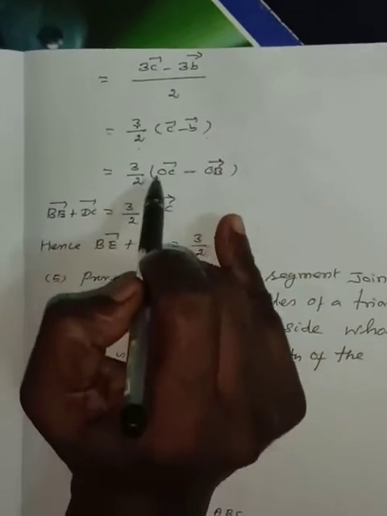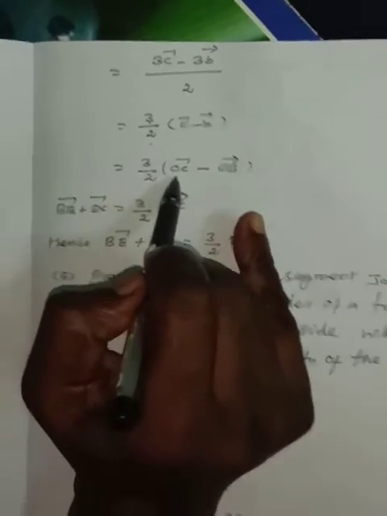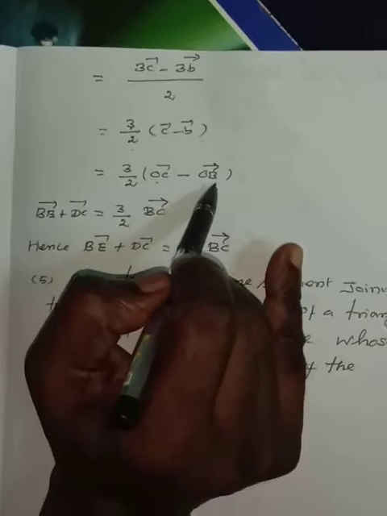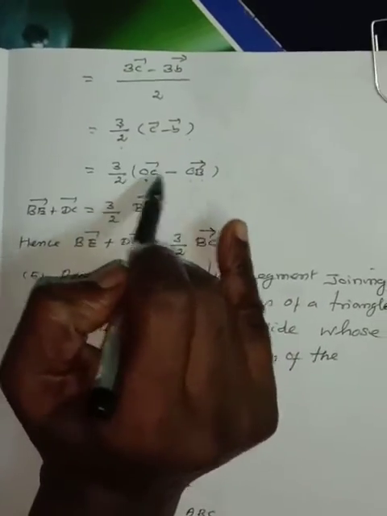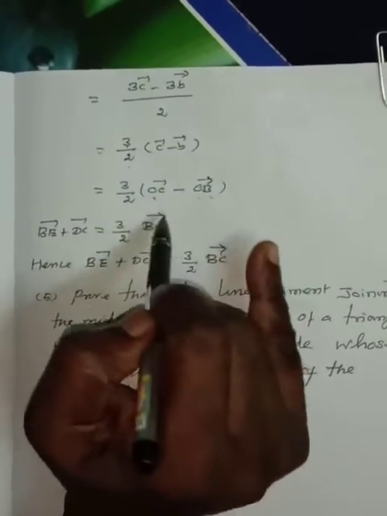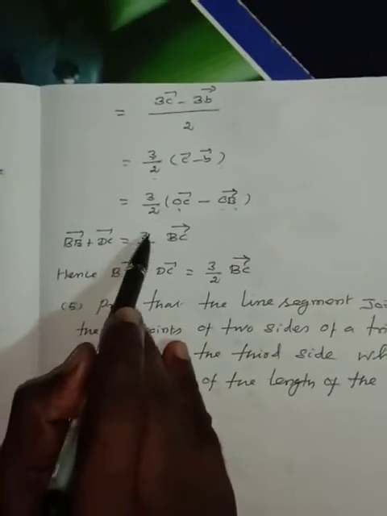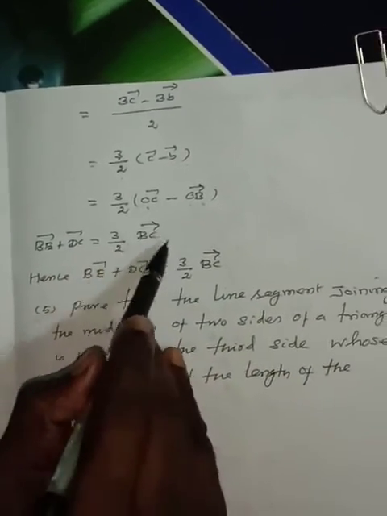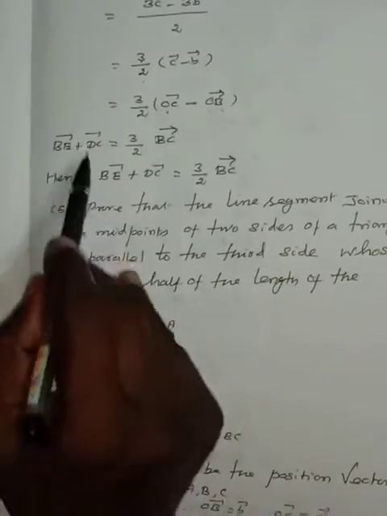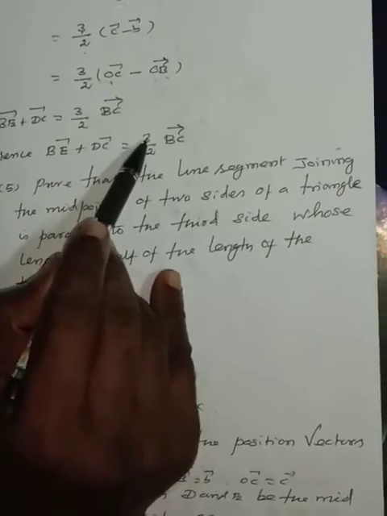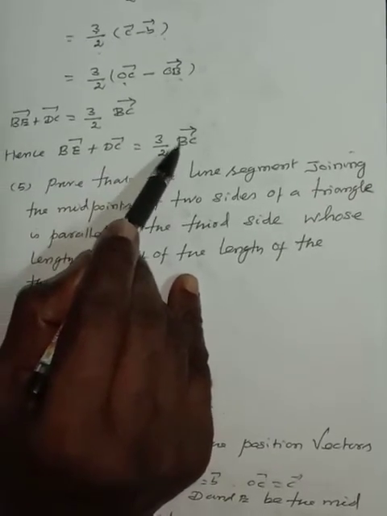Now C vector means OC vector, B vector means OB vector. So OC vector minus OB vector is, by the property, BC vector. So BE vector plus DC vector is equal to 3 by 2 of BC vector. Hence BE vector plus DC vector is equal to 3 by 2 of BC vector.